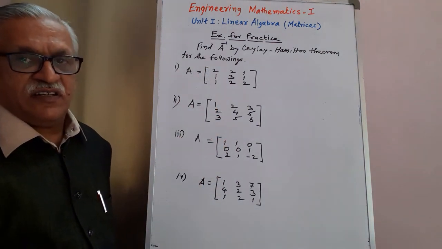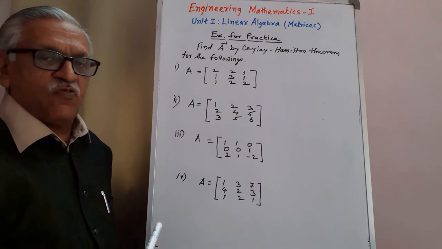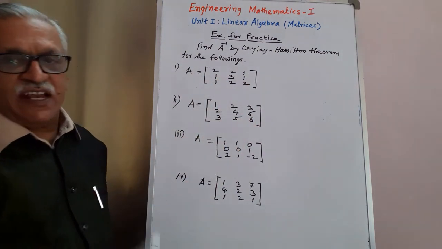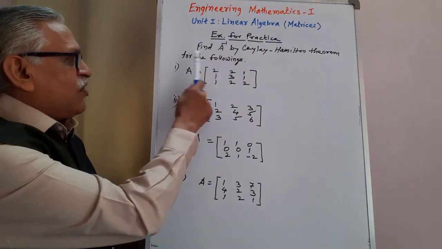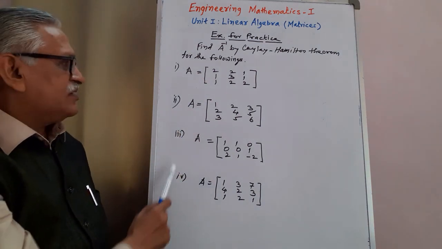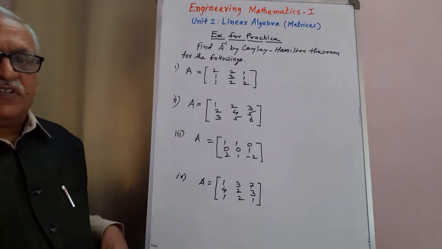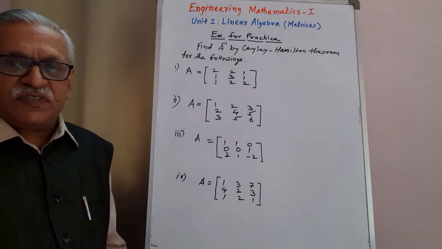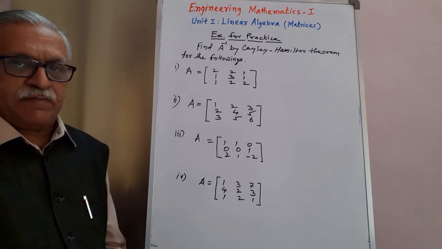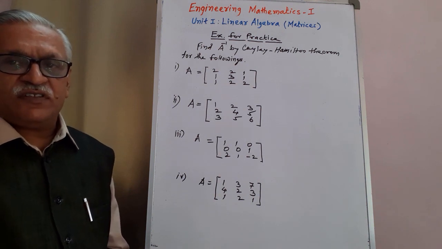Therefore, as examples for practice, solve them in your notebook as a classwork or homework problem. Find A inverse by the Cayley-Hamilton theorem for the following, a total of 4 examples: first, second, third, and fourth. Apply the same steps that I used in this lecture to obtain A inverse.